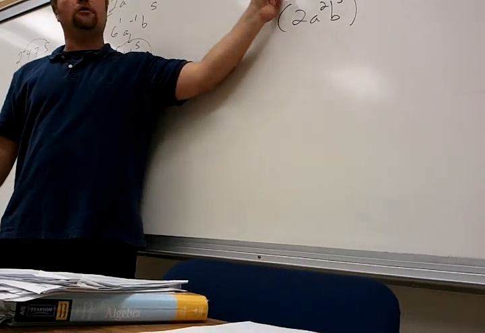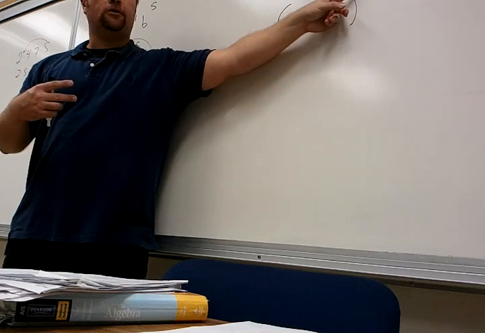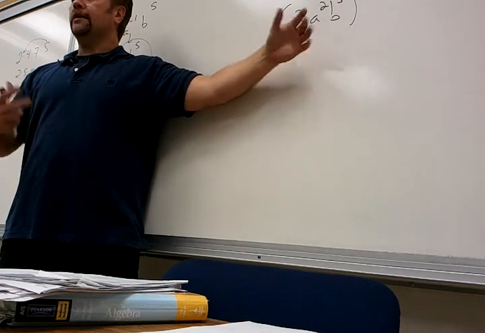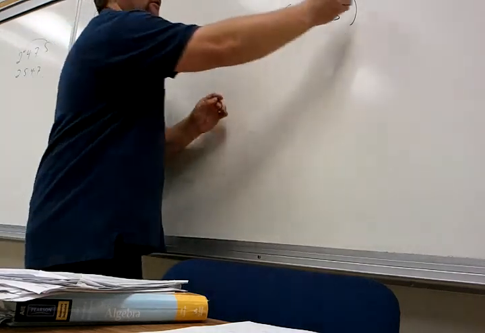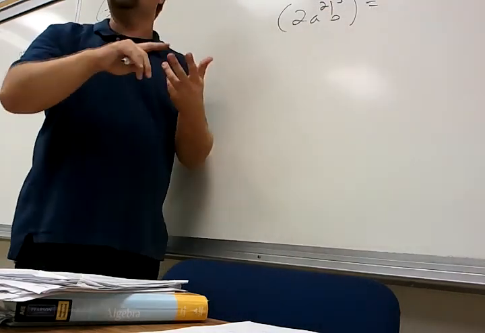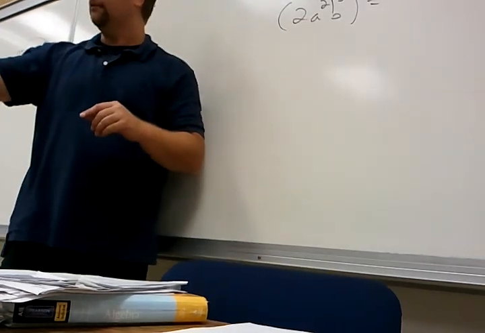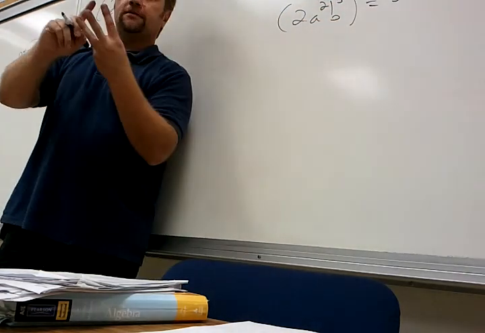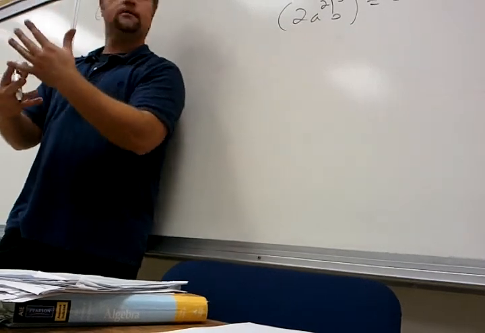So notice how coefficients work well with minuses and pluses. Exponents work well with multiplications, right? Because that's what it's based on. What's 2 to the 5th power? 2 times 2 is 4, times 2 is 8, times 2 is 16, times 2 is 32. Just multiply 2 five times.